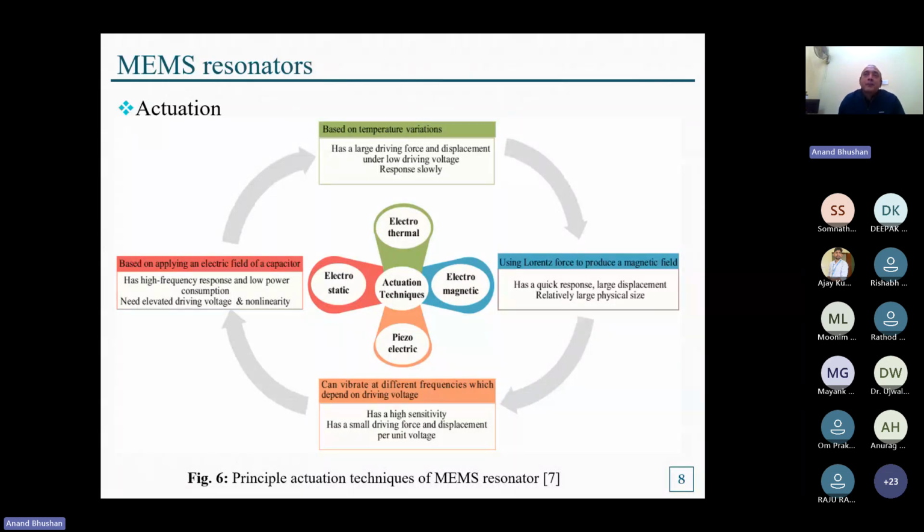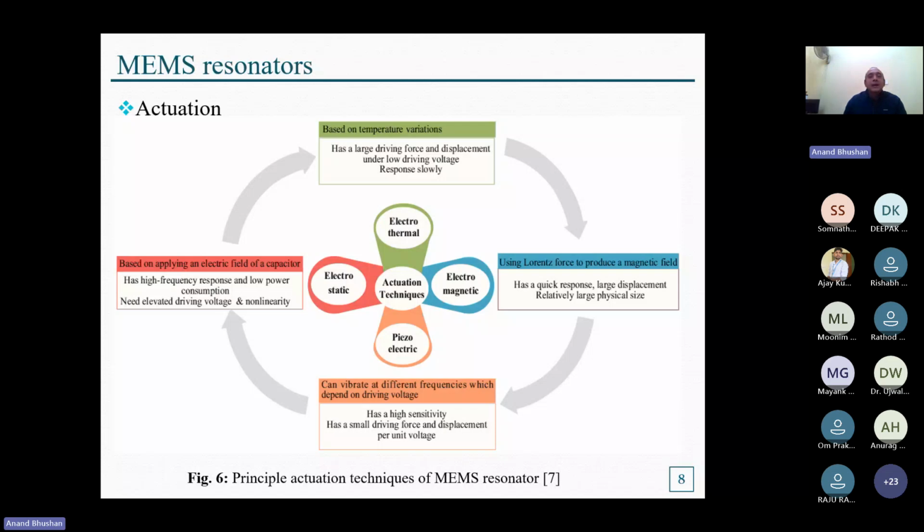As we know, the property of piezoelectric material is that when we provide some electric field in the piezoelectric material, it generates strain, and this strain is used to deform the microbeam. So this is a very widely used method to actuate a MEMS resonator. It has very high sensitivity, but the problem is that by providing the electric field, we cannot provide much more strength, so the driving force and displacement per voltage is very small.